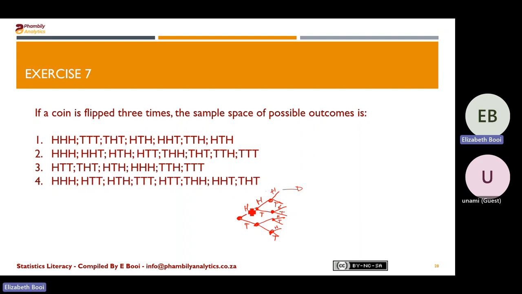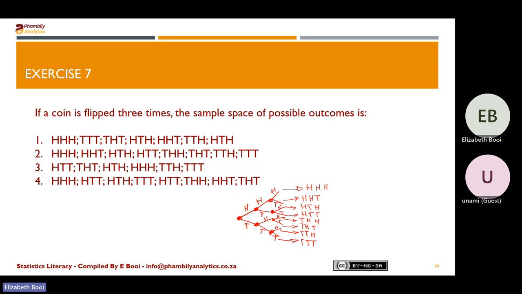So this one is head, head, head. This one is head, head, tail. This one is head, tail, head. This one is head, tail, tail. This one is tail, head, head. Tail, head, tail. Tail, tail, head. And this is tail, tail, tail. And those are the possible outcomes.